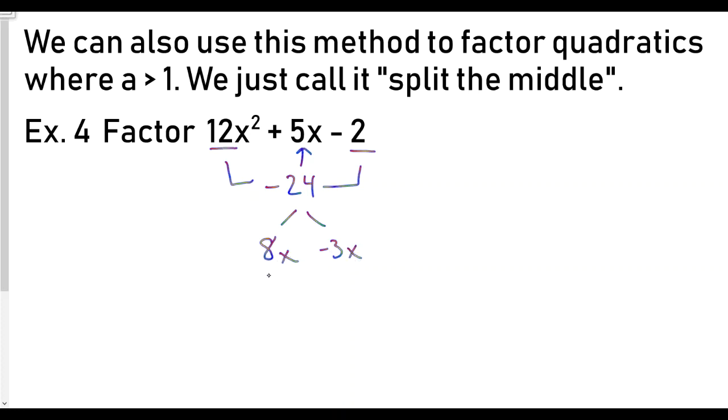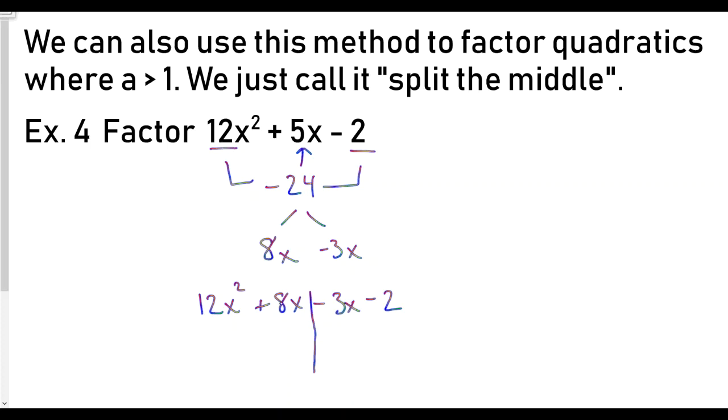Now I can rewrite this trinomial as a 4-term polynomial. I'm going to write it as 12x squared plus 8x minus 3x minus 2. The 12x squared stays the same. Minus 2 stays the same. But instead of writing 5x, we're writing positive 8x minus 3x. Will that simplify to 5x? Absolutely. Now I can factor it by grouping.